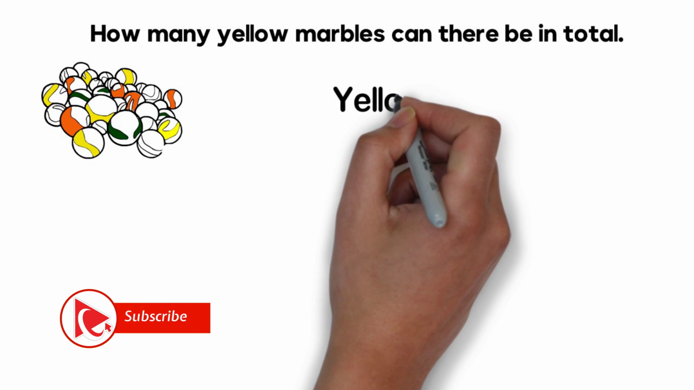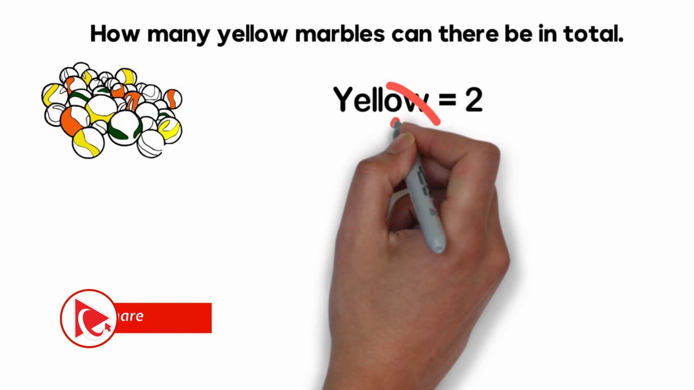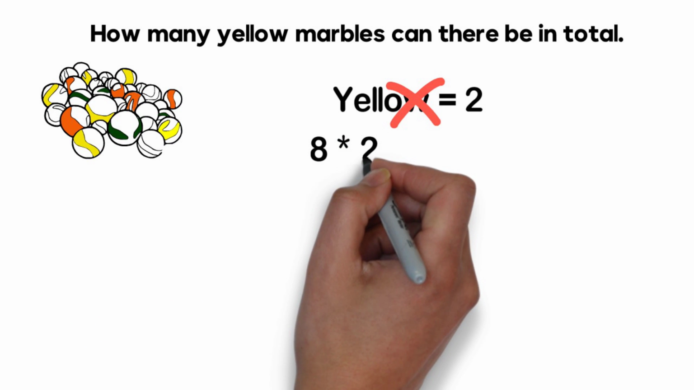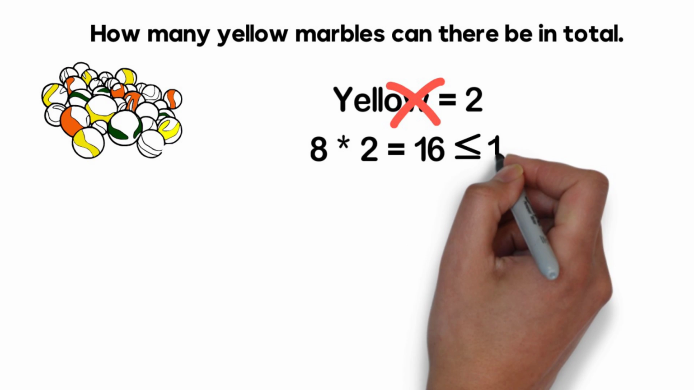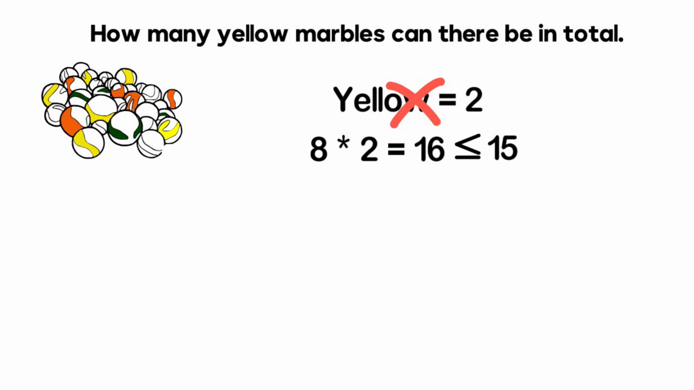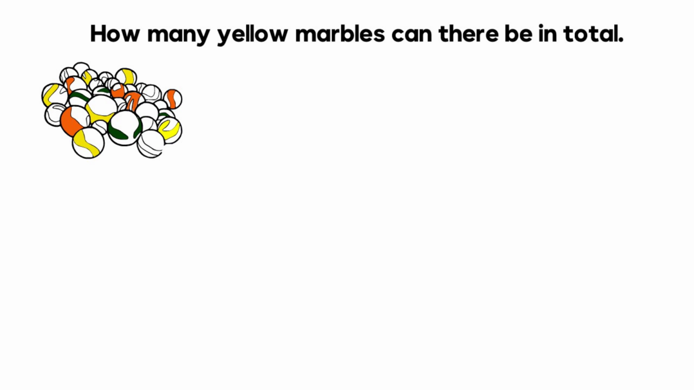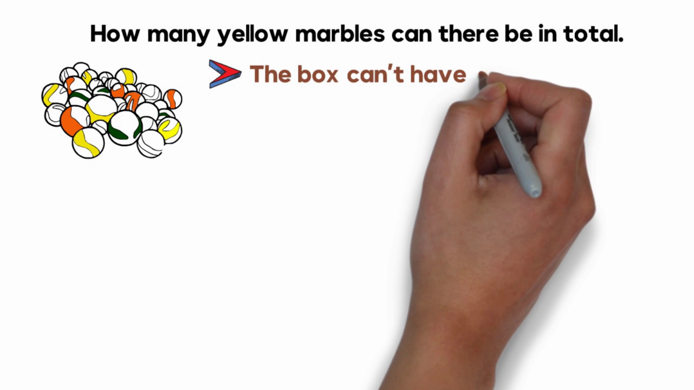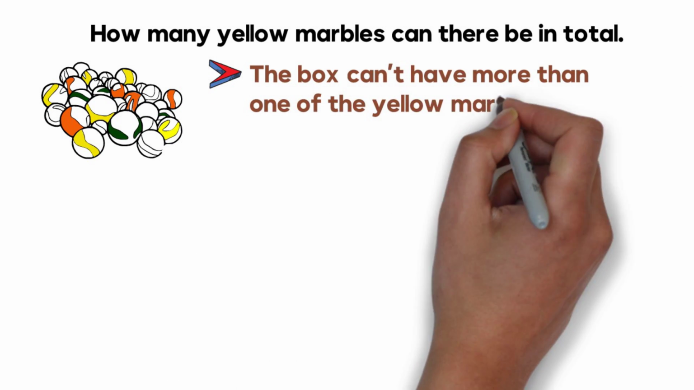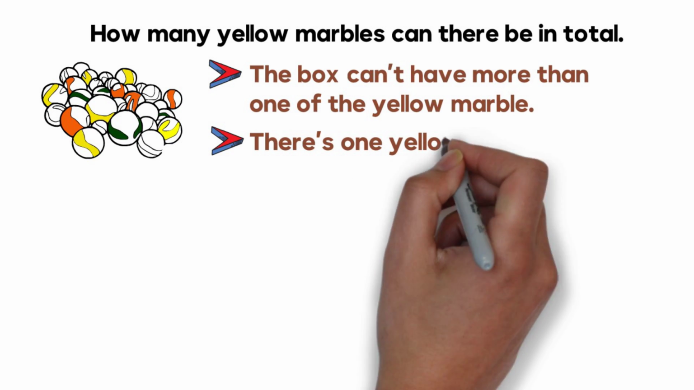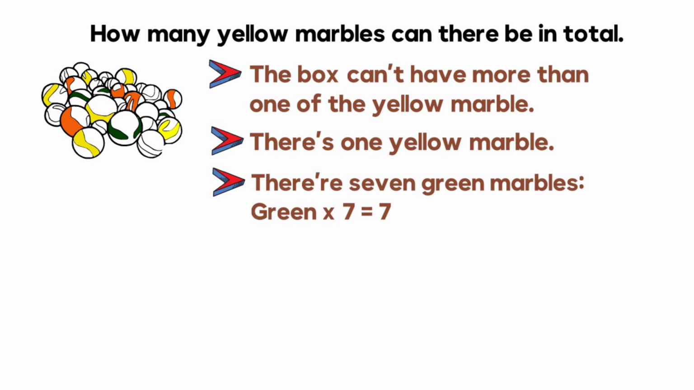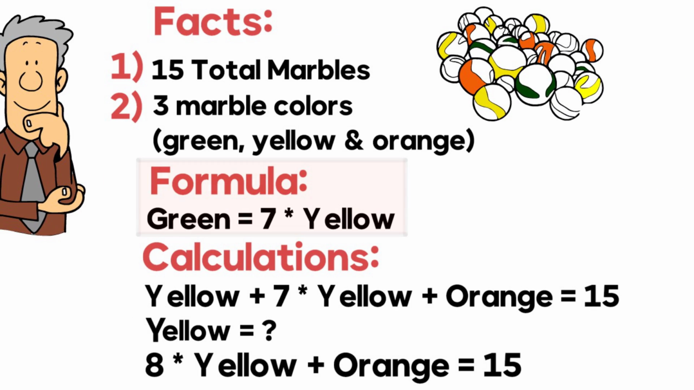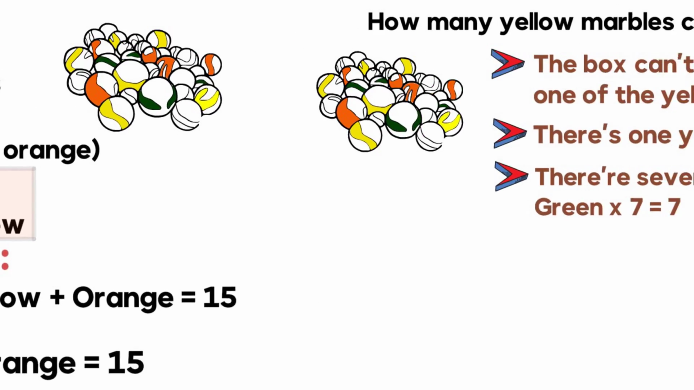Can there be 2 yellow marbles? No, because if we multiply 8 by 2, we will get a total of 16 marbles, which is greater than 15, which is the current total number of marbles. Based on this information, the box cannot have more than 1 yellow marble. And if there is only 1 yellow marble, there are going to be 7 green marbles, because we already have a formula that the number of green marbles is calculated by multiplying 7 by the number of yellow marbles.